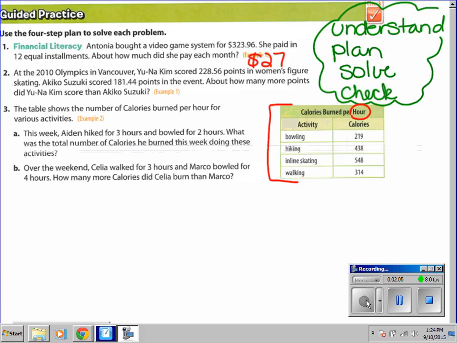However, what are you going to do first to figure out how many total calories were hiked? What are you going to do with the hiking amount? What would you do with that? Okay, what did you get for 438 times 3? 1,314. How many people got that amount? Okay, good. Then we have the 2 hours of bowling. What are you going to do for that type of problem?